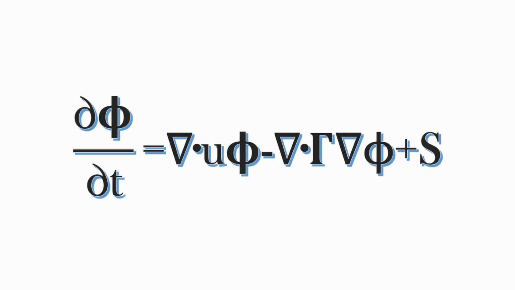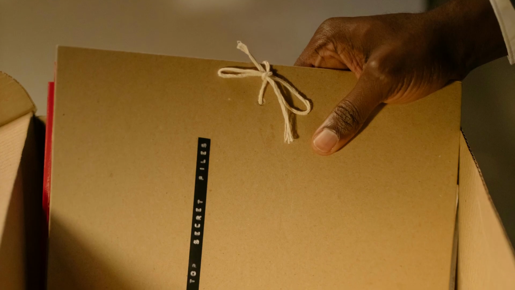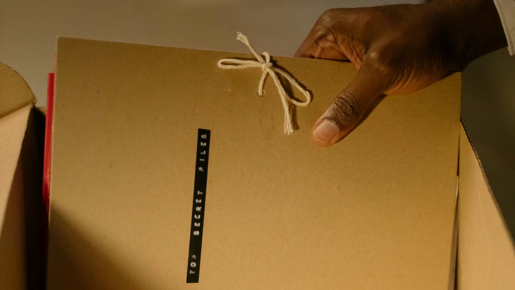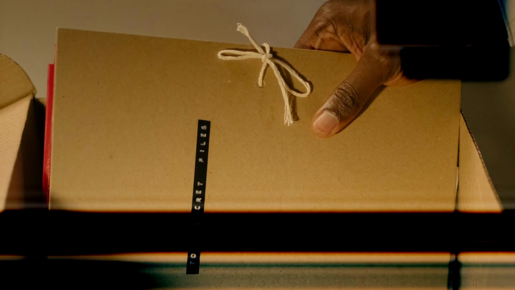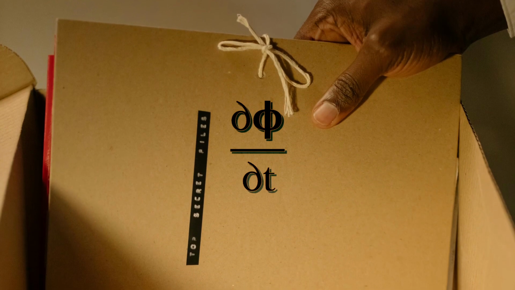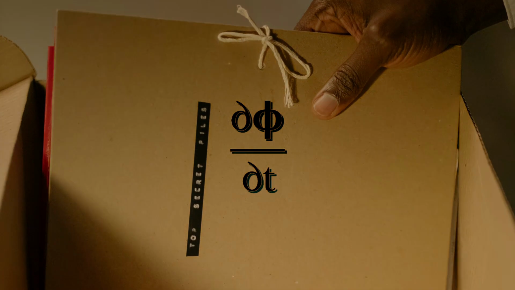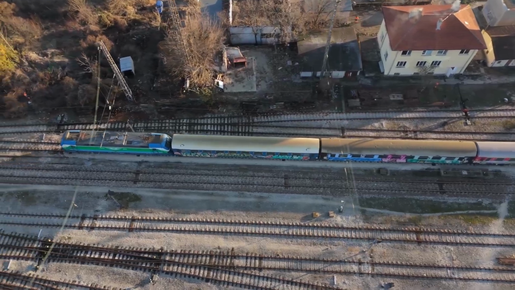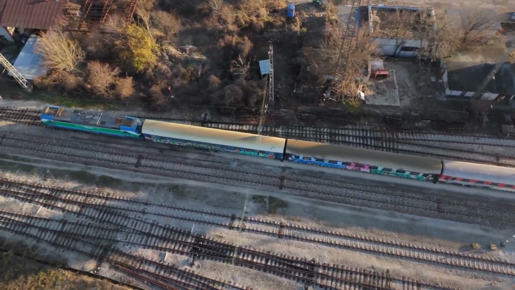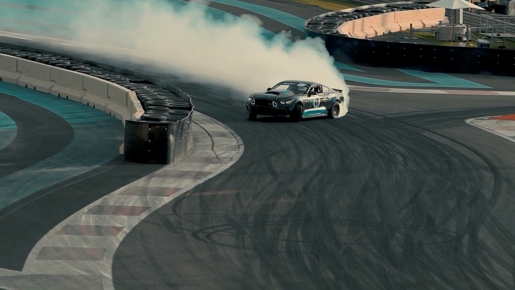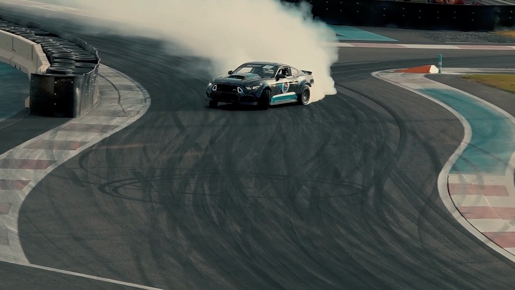Alright team, our file has 4 key pieces of evidence we need to analyze. Let's look at them one by one. Clue number 1, the unsteady term. The first thing any good detective asks is what's changing right now. This term is a time of death report. It tells us at a single fixed point in space if the concentration of our species is increasing or decreasing over time. Is our suspect appearing at the scene or vanishing?